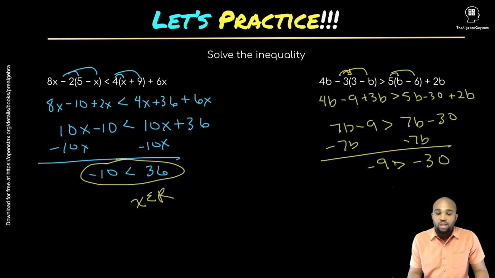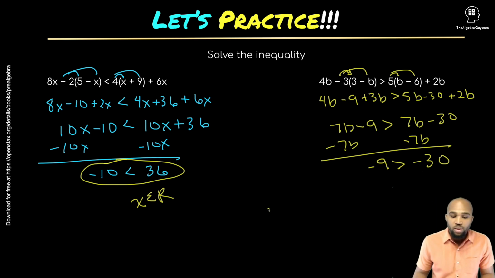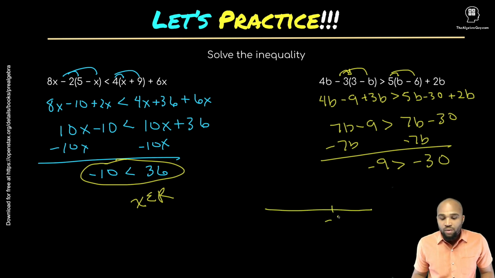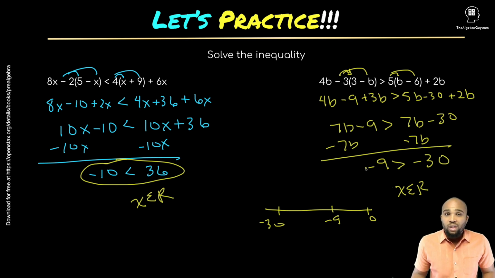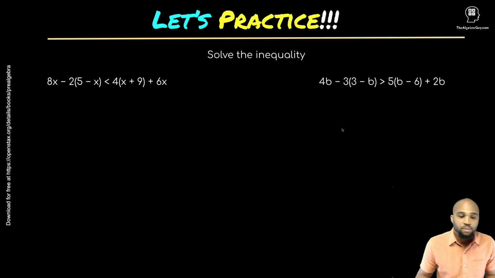Well, negative 9 is greater than negative 30 because on the number line, if you remember, we have a negative 9 here, a negative 30 here, and 0 here. So it's actually closer to 0. Negative 9 is closer to 0. So this is a true statement. So x can be any real number that's going to make this true. So those are kind of interesting when you get that. Now, obviously, if it were the other way around, it can't be anything. There's no number you put there will make that true. So I just want to present those to you because sometimes that does come up.